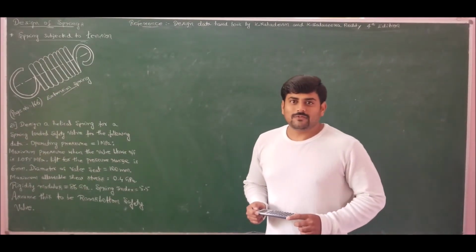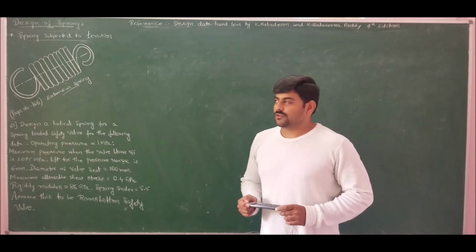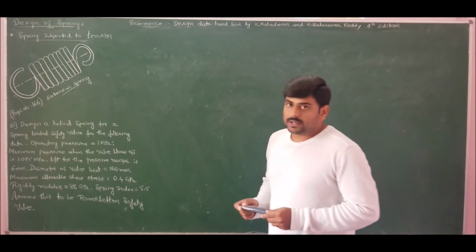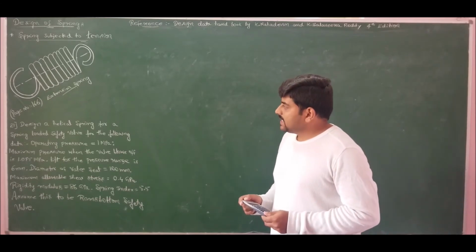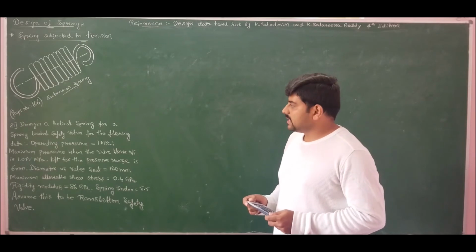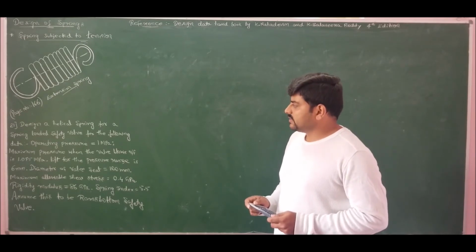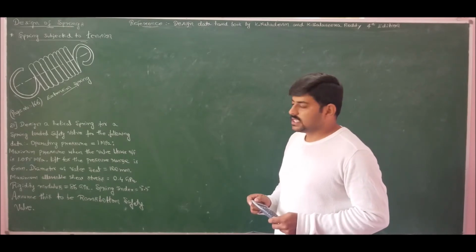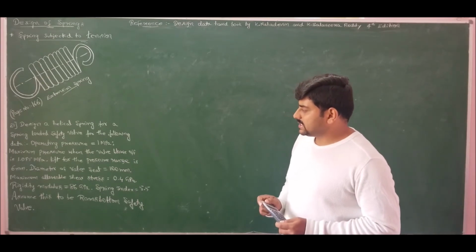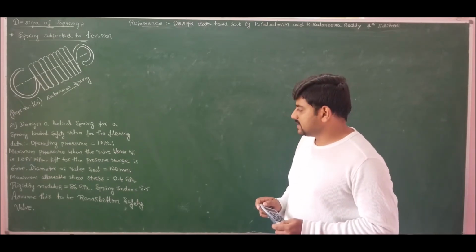Now moving ahead to the final problem of our discussion on design of springs, that is spring subjected to tension. Problem number 21 states: design a helical spring for a spring loaded safety valve for the following data. Operating pressure is 1 megapascal, maximum pressure when the valve blows off is 1.075 megapascal, lift for the pressure range is 6 millimeters, diameter of the valve seat is 100 mm, maximum allowable shear stress is 0.4 gigapascals, modulus of rigidity is 86 GPa, spring index is 5.5.